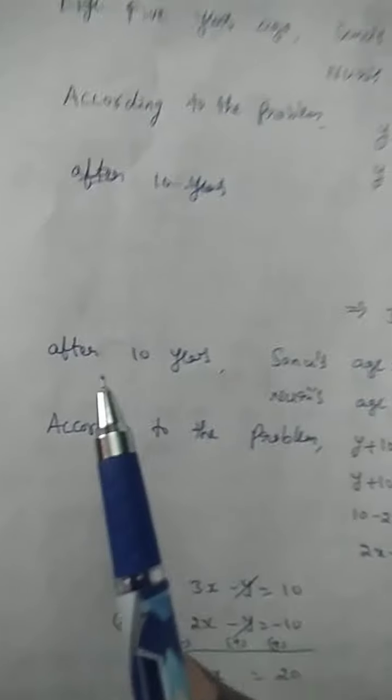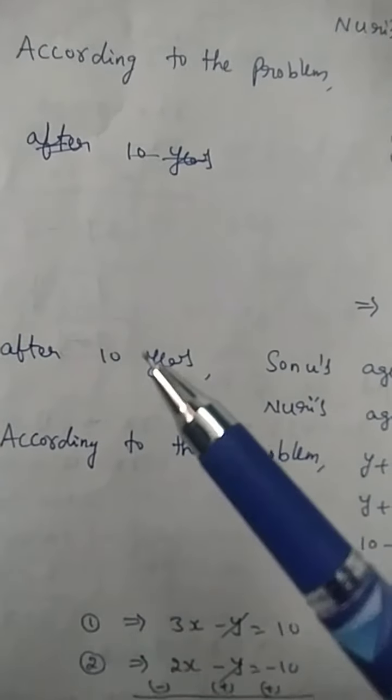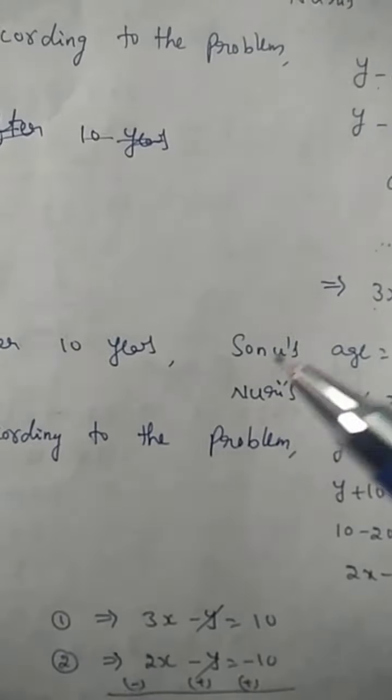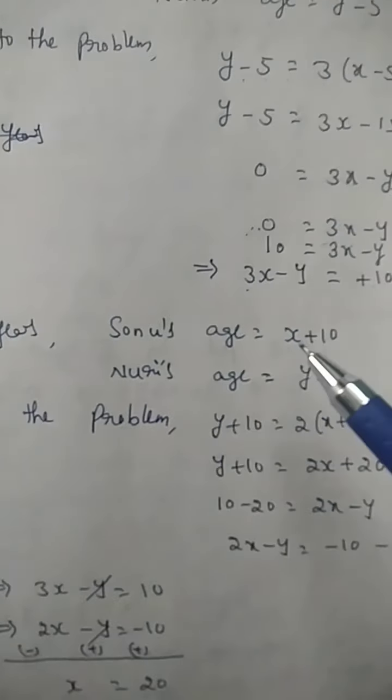Coming to the second condition. What is the second? After 10 years, we can observe that at present the age of Sonu is x and Noori's age is y. So after 10 years, Sonu's age is x plus 10. Why?